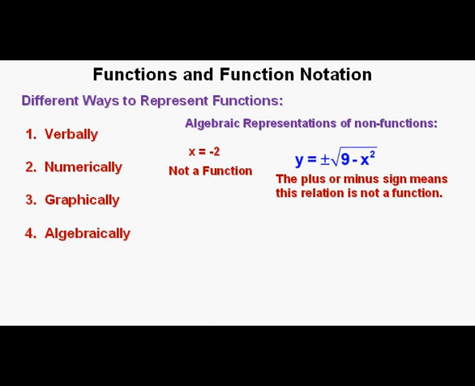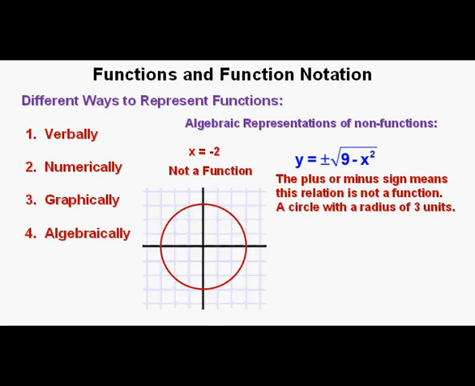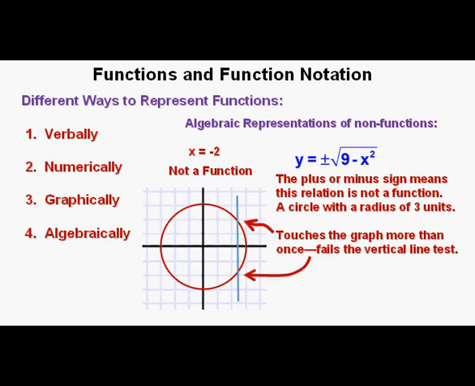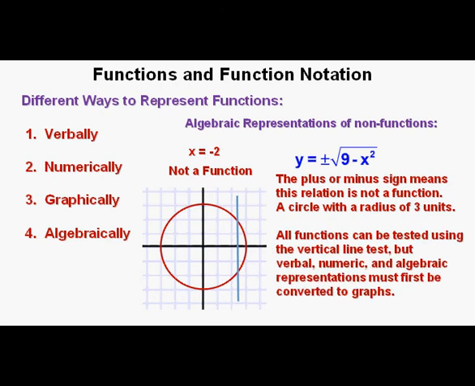This is the graph of that equation of the circle with a radius of 3 units. We can see that this circle fails the vertical line test because the vertical line touches the graph of the circle more than once. The vertical line test can be used to test all functions, but functions that are verbal, numeric, or algebraic need to be converted to graphs first. Now on to function notation.